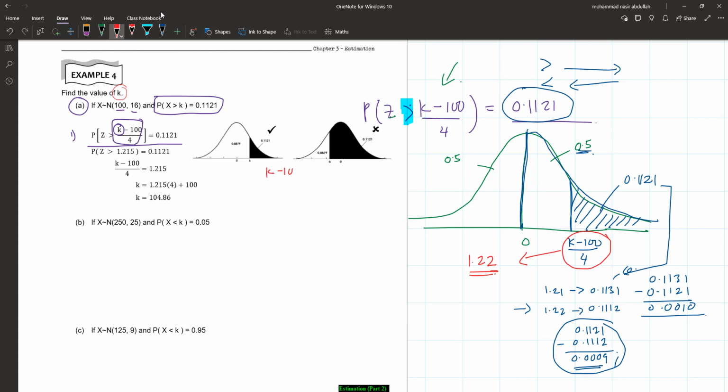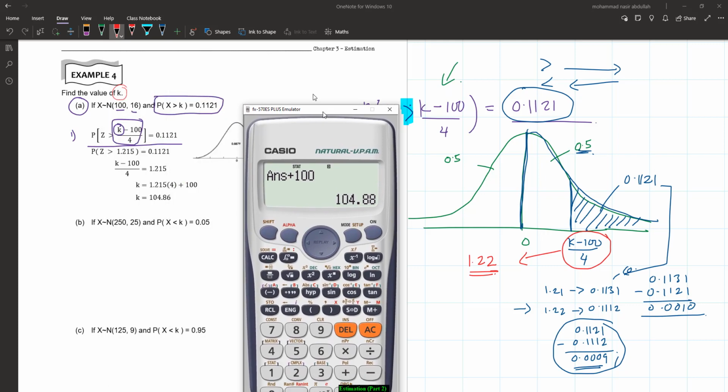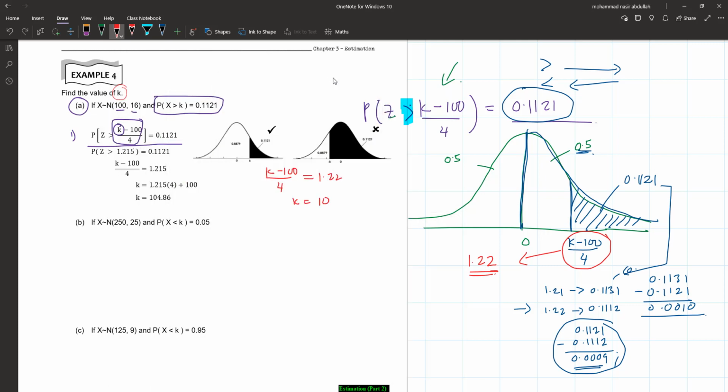So K minus 100 divided by 4 equal to 1.22. So you manipulate, you need to find K. K should be 1.22 multiply with 4 plus 100. It should be 104.88. So we can say that P(X more than 104.88) is equal to 0.1121. Okay, can understand the concept? I just want to show you the concept.